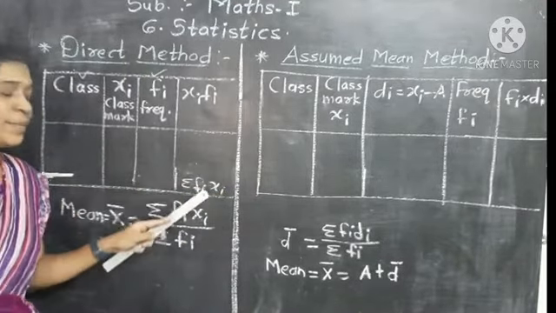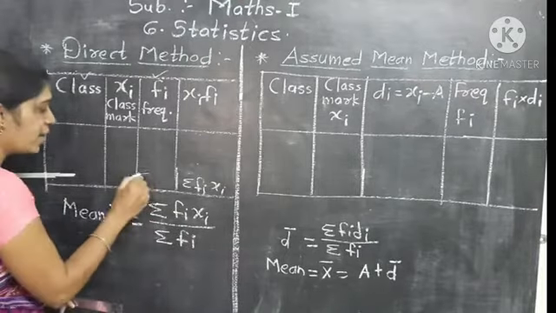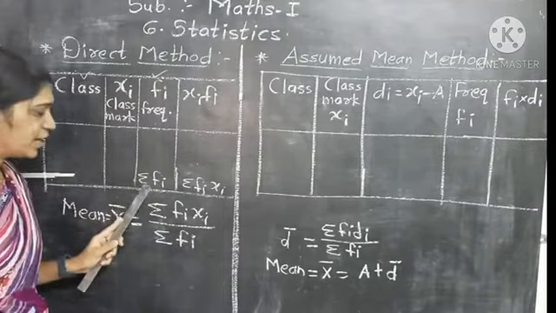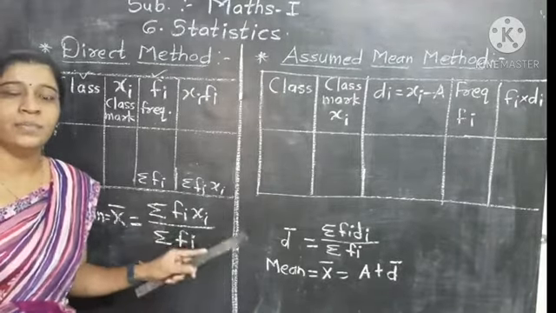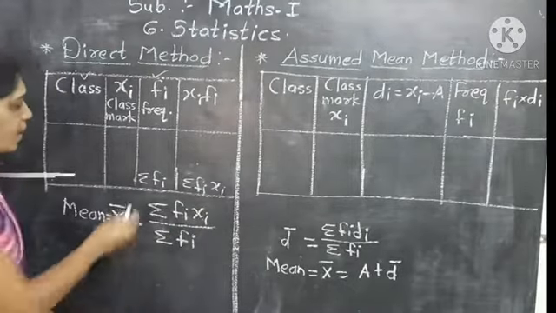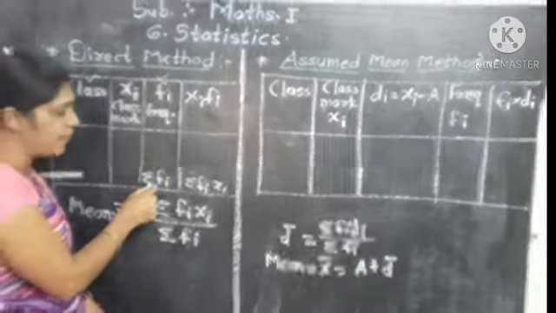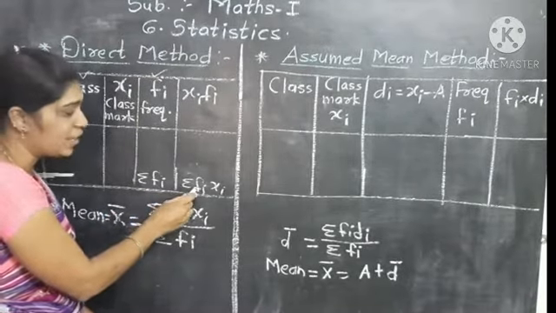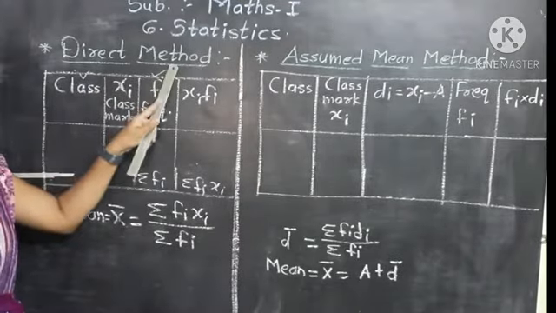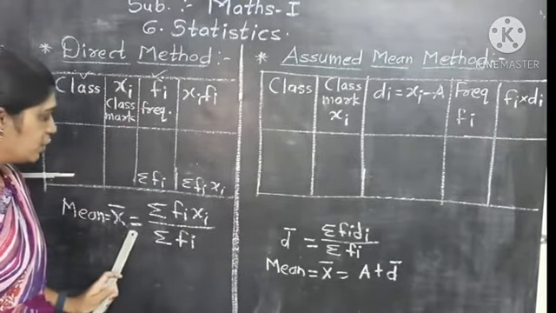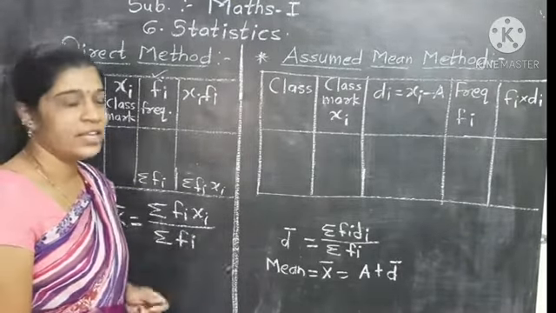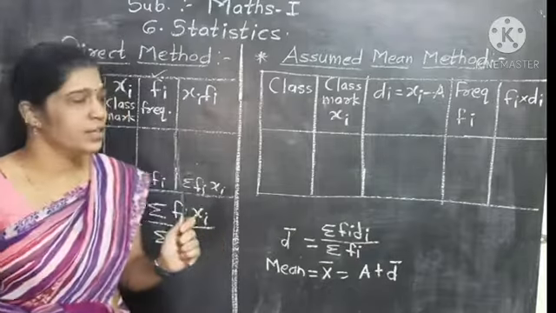We add up all the values in this column. And summation fi, we add up all the values in that column too. Summation means adding together. We call it summation fi or sigma fi. This is summation fi xi or sigma fi xi. What is the formula for finding the mean by the direct method? Mean x bar is equal to summation fi xi divided by summation fi. This is the first method we learned.